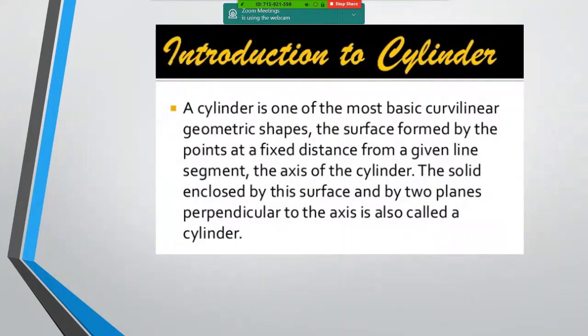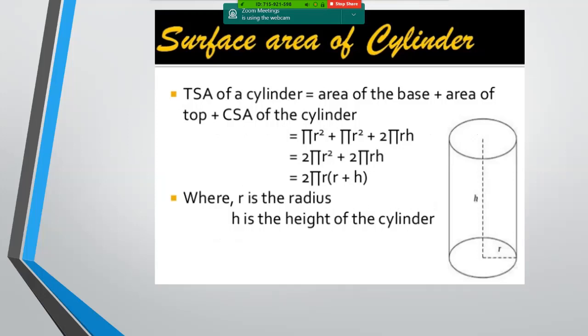And the perpendicular height is known as the axis. It cuts the cylinder into two symmetrical halves. So moving ahead, please take down this formula, put today's date, and write the heading as surface area of a cylinder.